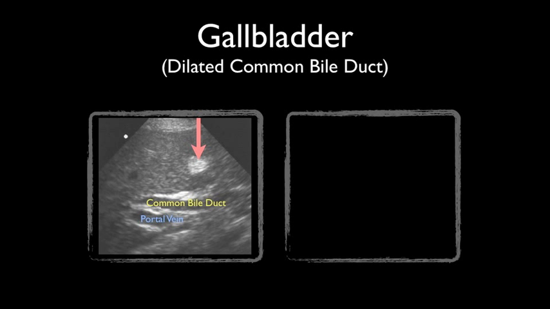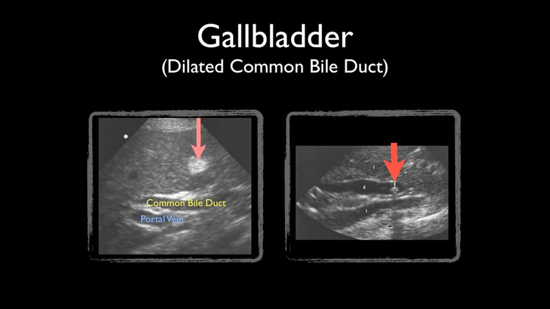Common duct stones are the most common cause of obstructive jaundice. As you can see from this picture, an echogenic stone and its associated acoustic shadow can be seen in this dilated common bile duct. As a rule of thumb, bile ducts are considered dilated if they are the same size or larger than the adjacent portal vein.